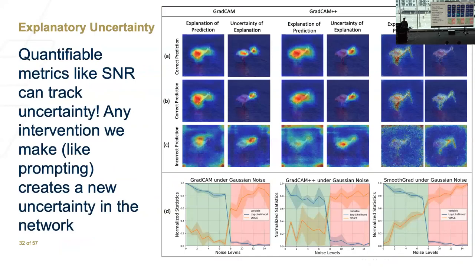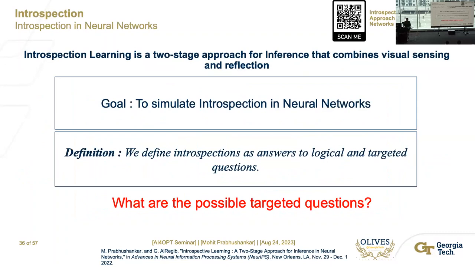So going back to how we can create robustness out of this, we want to simulate introspection in neural networks right now, but the definition is not very clear. How do we get this introspection? So let's start by defining introspection as answers to some logical and targeted questions.